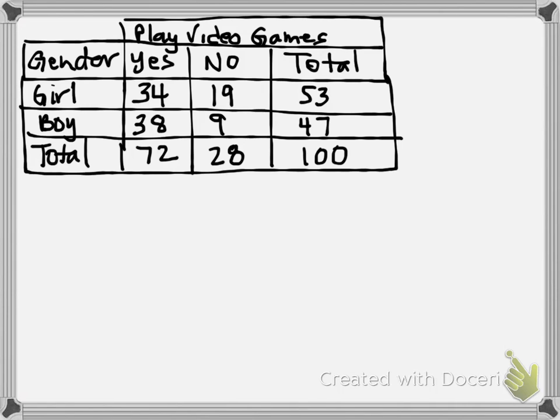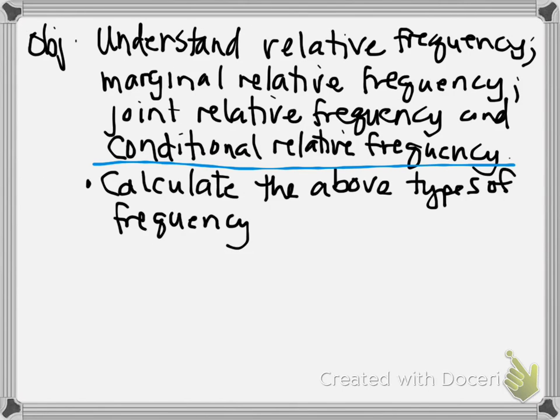Okay, so this is what we've been working with the last couple days, is just raw data, and that's all that these two-way frequency tables give us is raw data. But what we're interested in is what kind of relationships can we find? And I emphasize that word relationships because if you looked at the words that we're trying to define, we've got relative frequency, marginal relative frequency, joint relative frequency.